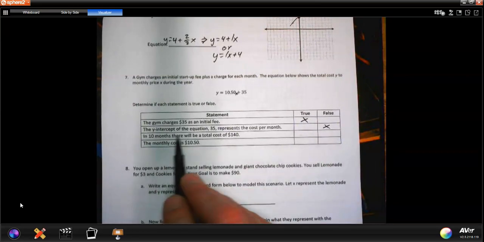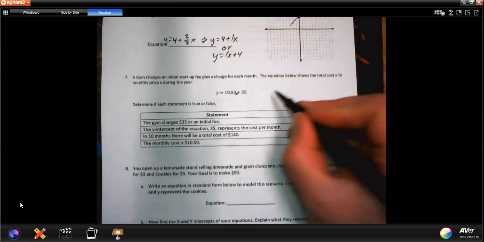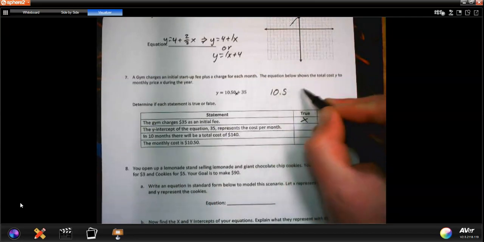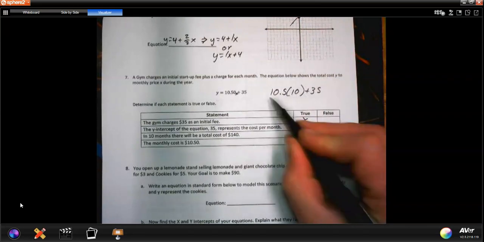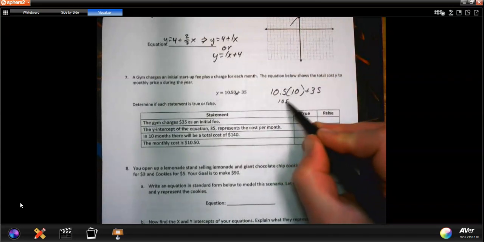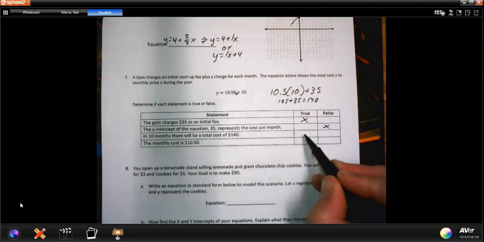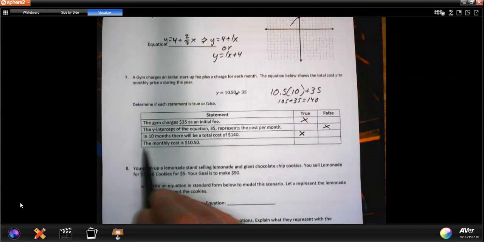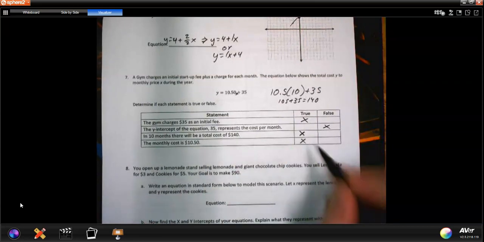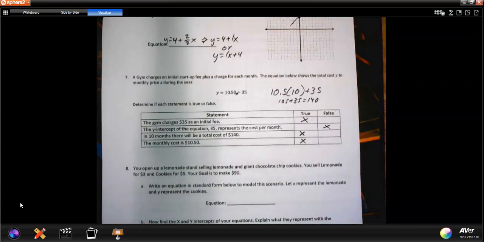10 months, there will be a total cost of $140. Well, 10.5 times 10 plus $35. Times 10, that just moves the decimal. 105 plus 35, that's $140. That is true. And now the monthly cost is $10.50. That is also true. So true, false, true, true.